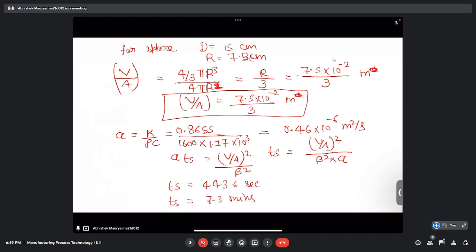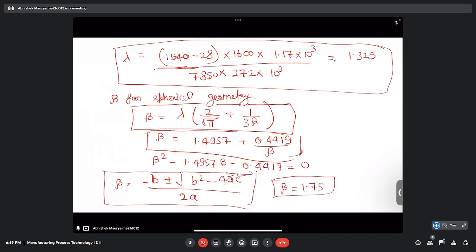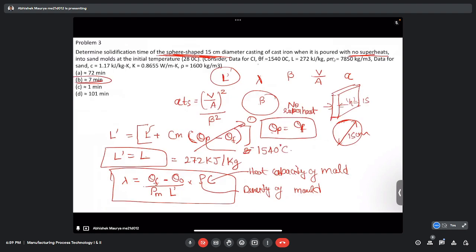So the correct answer for this problem will be, we can see this one. Second one is the correct answer because it is close to 7.3 minutes. So I have explained problem number 3, which is very similar to problem number 1, but still if any of you have any doubt, please let me know. If you have any confusion in any step, please let me know.